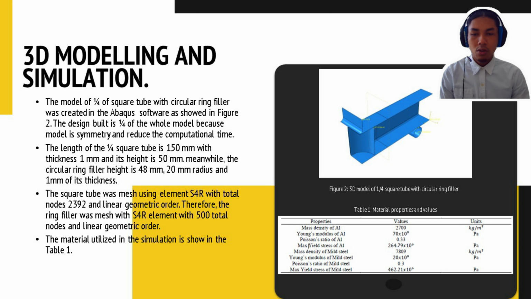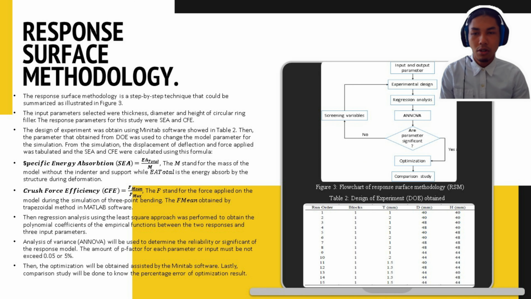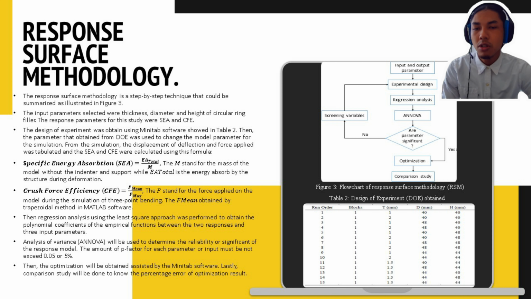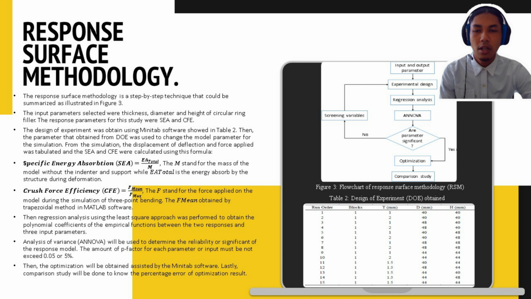The material utilized in the simulation is shown in Table 1. The main material used is aluminium for the square tube and the circular ring filler, and mild steel for the support and indenter. Response surface methodology. The response surface methodology is a step-by-step technique that could be summarized as illustrated in Figure 3. The input parameters selected were thickness, diameter, and height of the circular ring filler. The response parameters for the study were SEA and CFE.